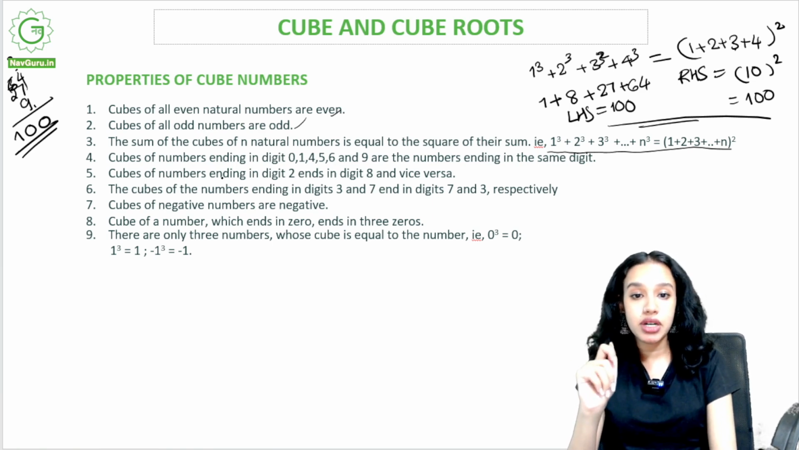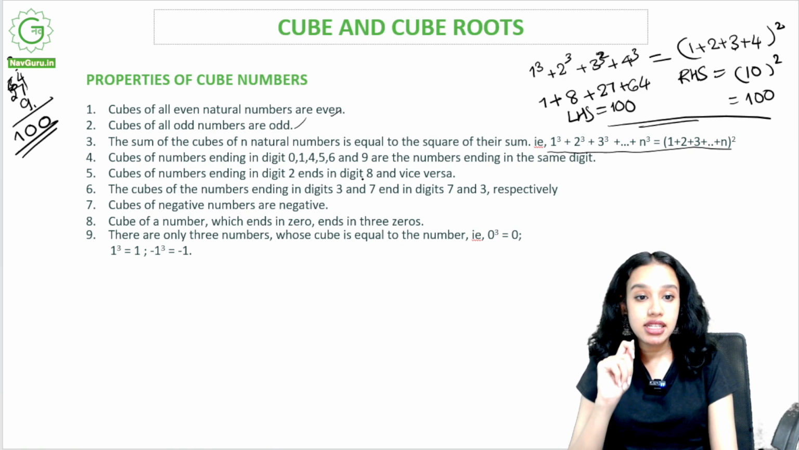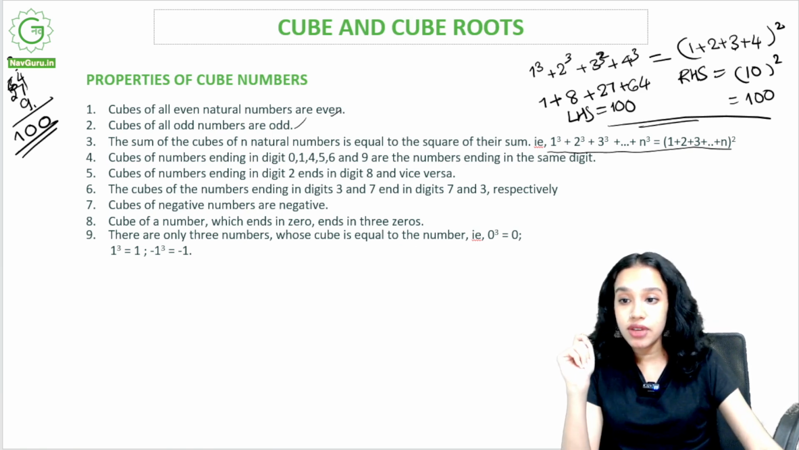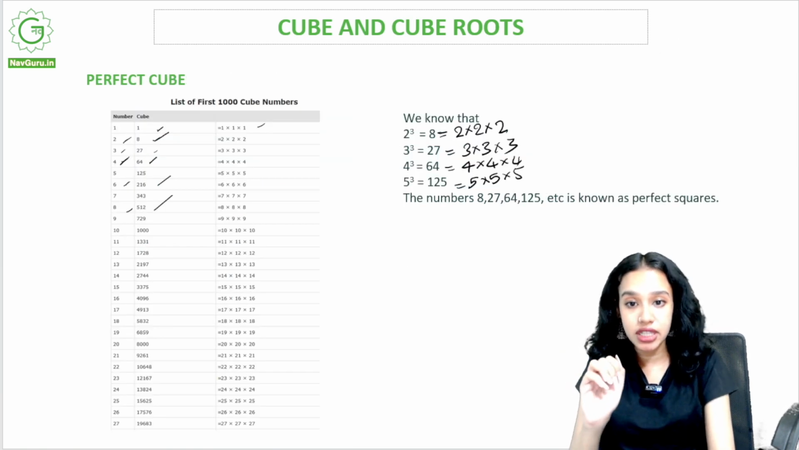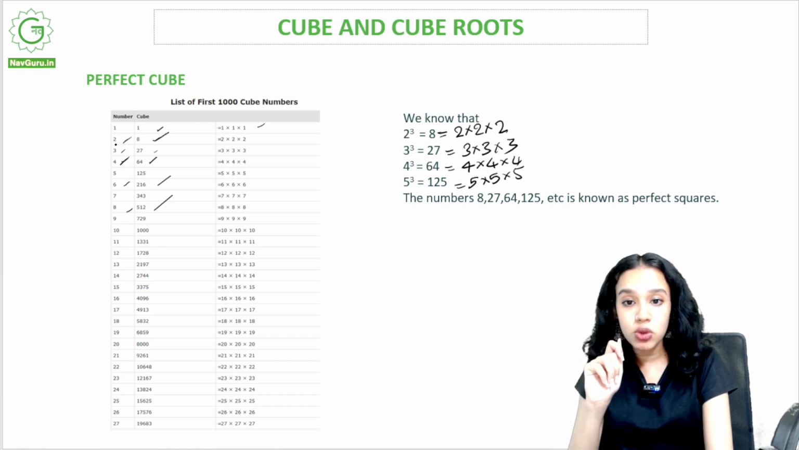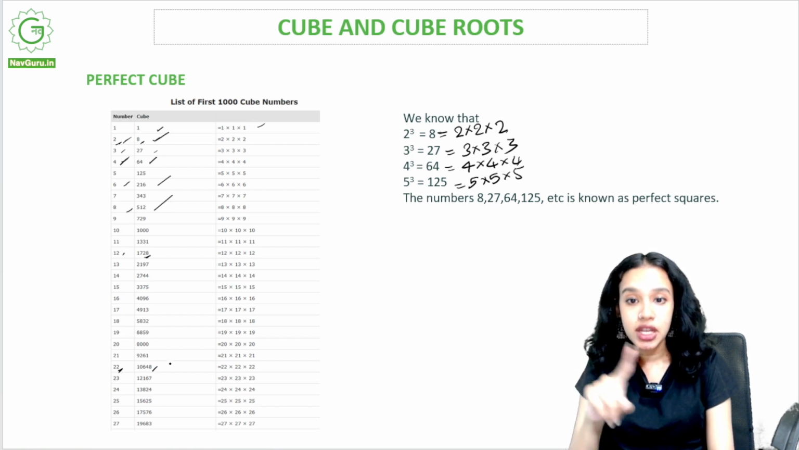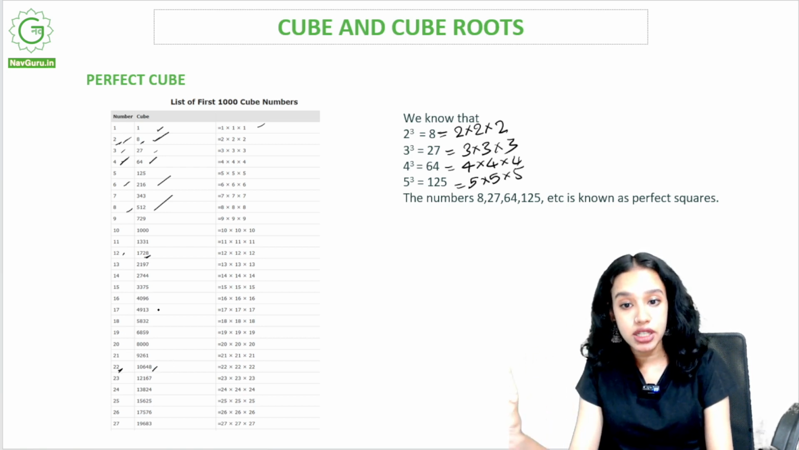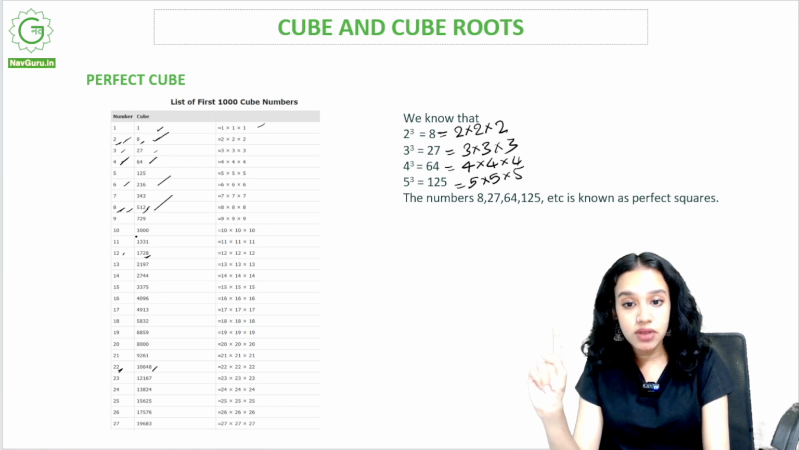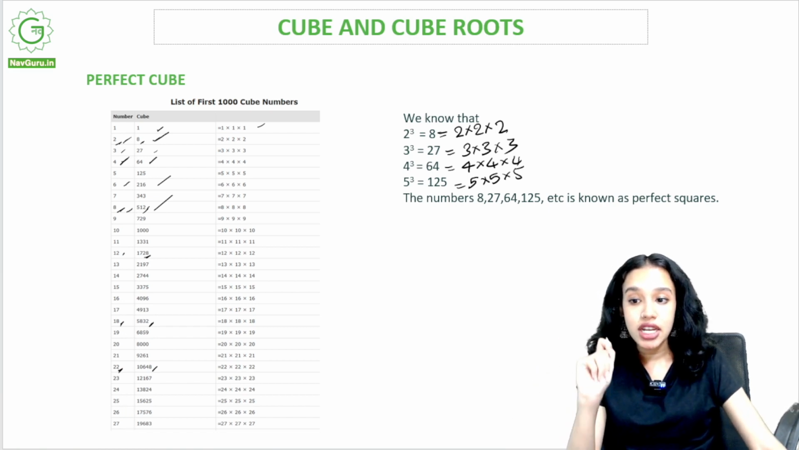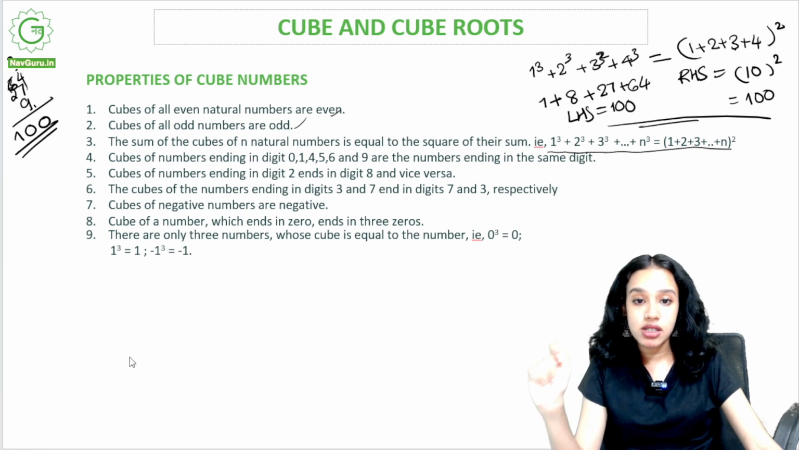Now, cubes of numbers ending in digit 2 end in digit 8 and vice versa. So, if you look at this chart very carefully, we could see that the numbers which have 2 in the units place have the cube ending with 8. Now, let's see, about 12, we have an 8 in the ones place. Again, in the case of 22, we have 8 in the ones place. Now, let's check the vice versa situation. In 8, we have 2 in the ones place. In the case of 18, we have 2 in the ones place. Now, for 28 too, we'll have 2 in the ones place. Now, that is a property of cube numbers, right?